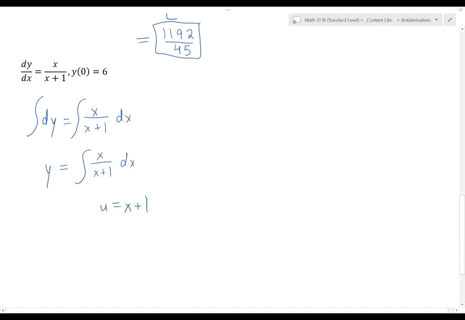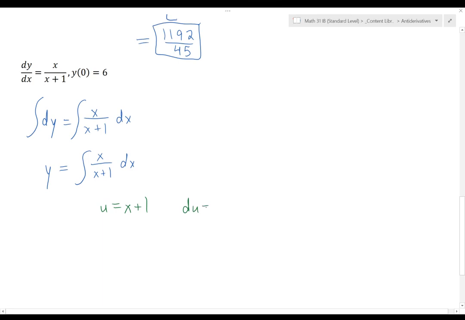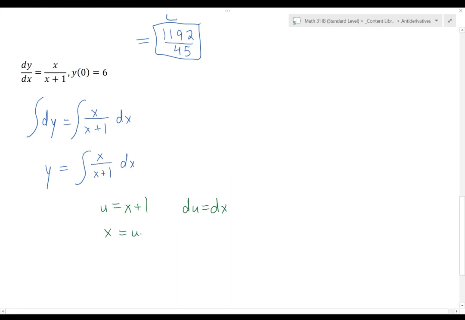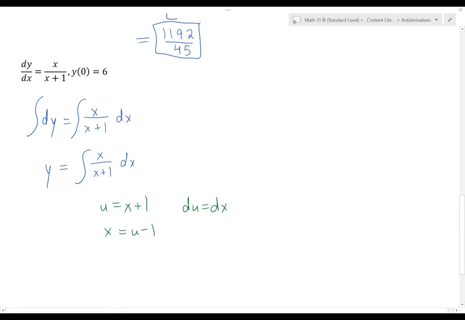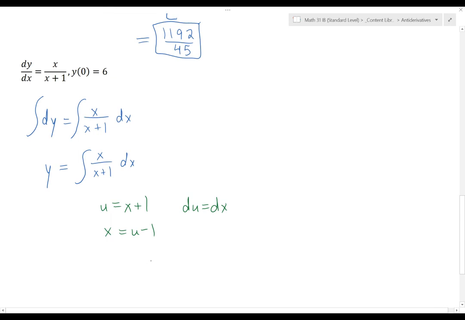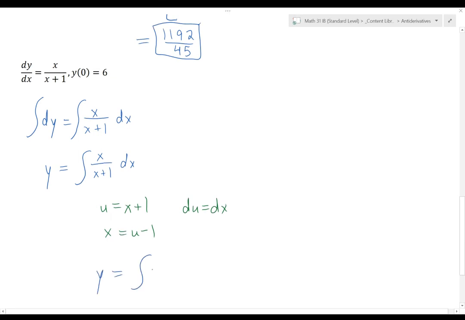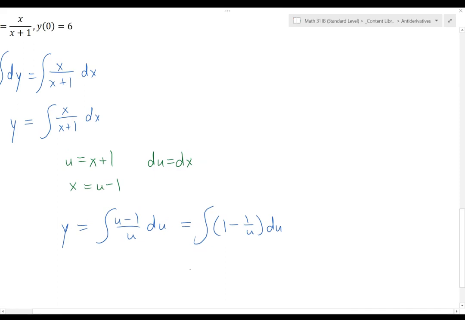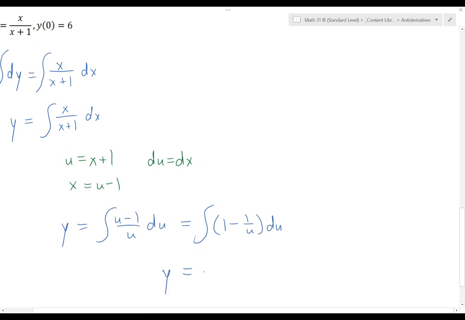In these scenarios where you have a denominator here, a very, very useful substitution is to substitute u for the denominator. So u equals x plus 1, which means du just equals dx. And the numerator, therefore, x is going to be u minus 1. Again, it's more helpful to have a binomial in the numerator than in the denominator, because then I can distribute. So what I have here is now that y equals u minus 1 over u du. Again, this is helpful because now I can distribute. So this is 1 minus 1 over u du.